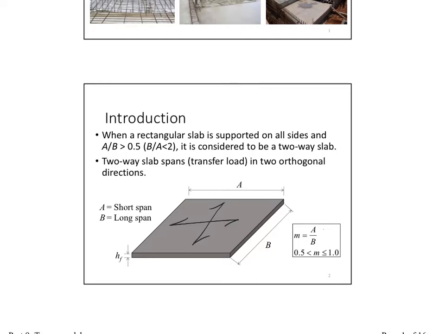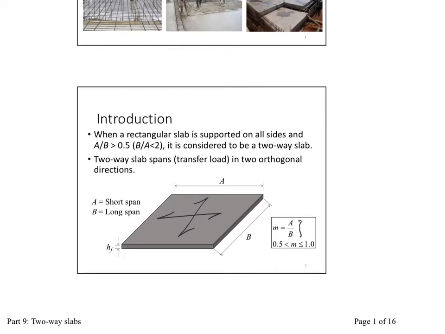Simply because the aspect ratio of the short span to the long span is between 0.5 and 1, which means the longer span is less than double the shorter span. And in this case, the load will transfer in the two orthogonal directions provided within the slab, provided that on each side we have a support.